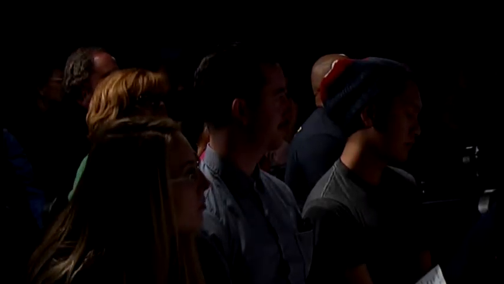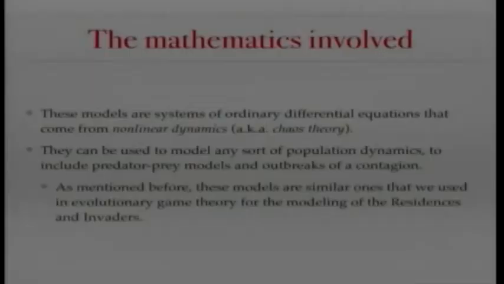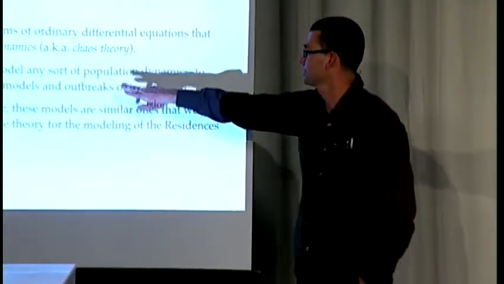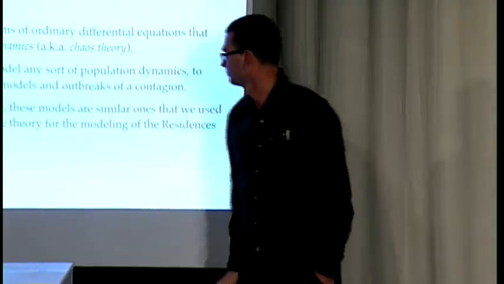But that ruins all of our fun apocalyptic literature. So again, this is nonlinear dynamics. In popular culture, this is referred to as chaos theory. And again, like we did before, we use differential equations, the aforementioned predator-prey model, just modified as it needs to be for contagions.